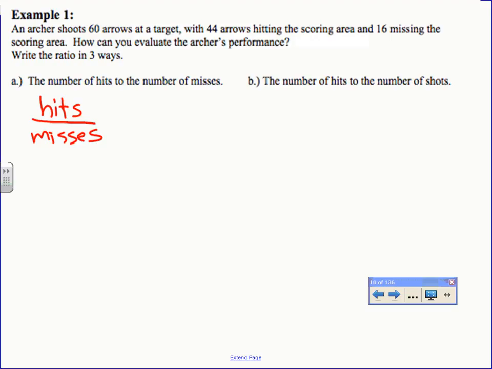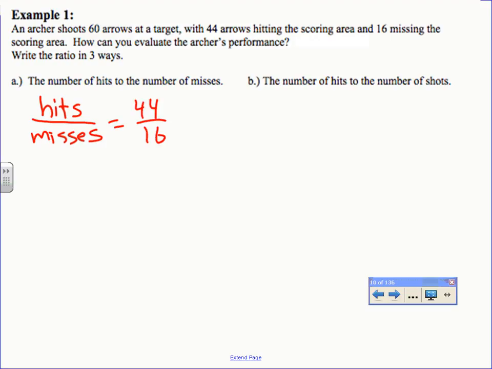Okay? So we're comparing hits to misses. What numbers are we filling in for hits and misses? Abigail? Close? Good. 44 and 16. So there's our fraction. 44 over 16. Before we write this two other ways, what did I tell you on the last slide that you always need to do with a ratio?